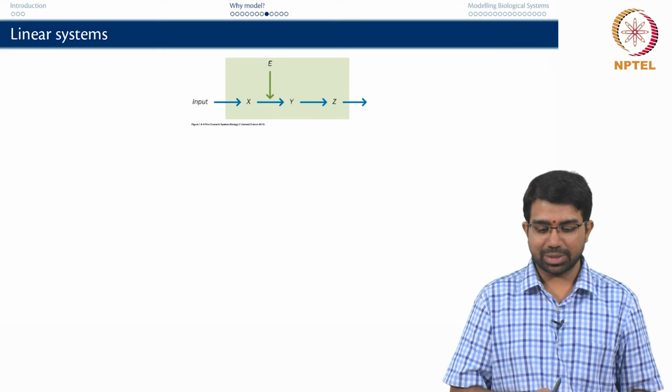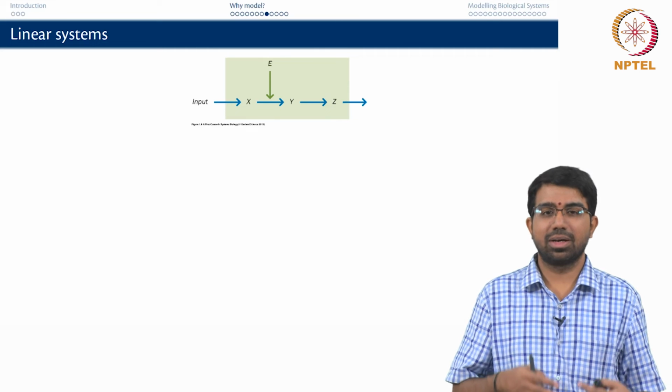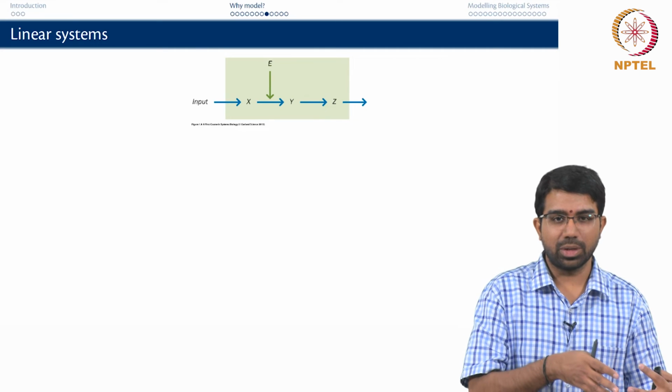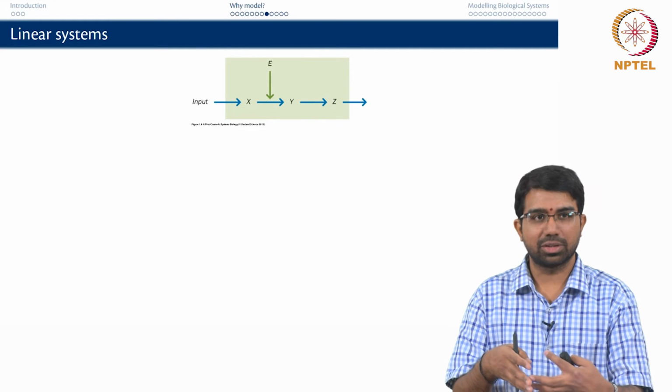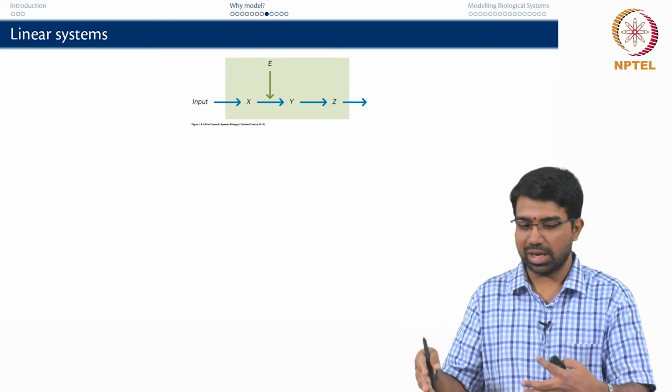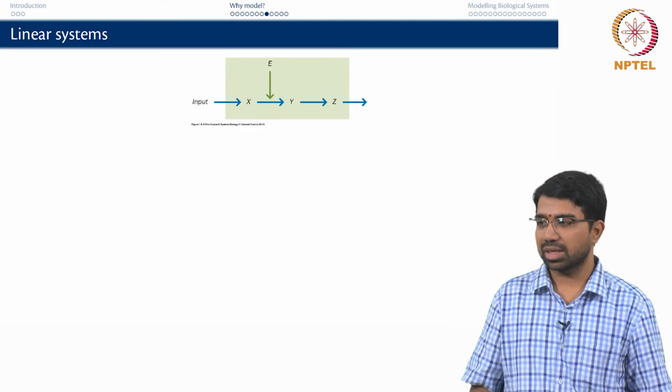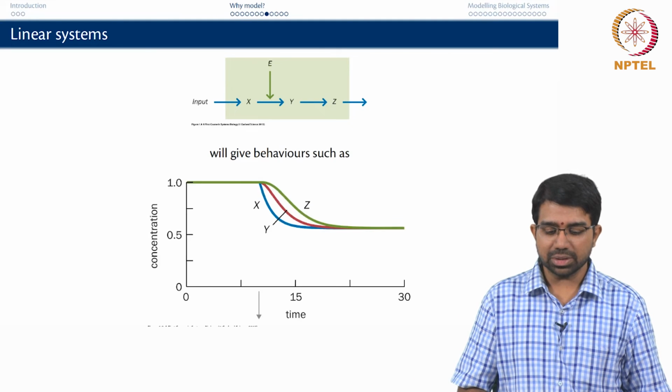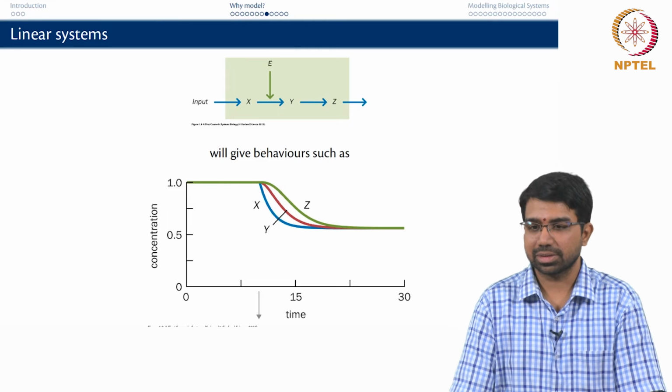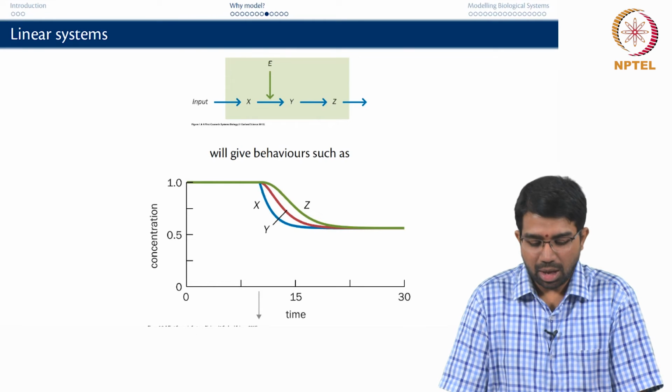So, for example, you might have seen a system like this where there is one metabolite being converted to another and so on, a chain of reactions, and there is an enzyme which is catalyzing, no big deal. So, this will give behaviors like this, very nice, right.